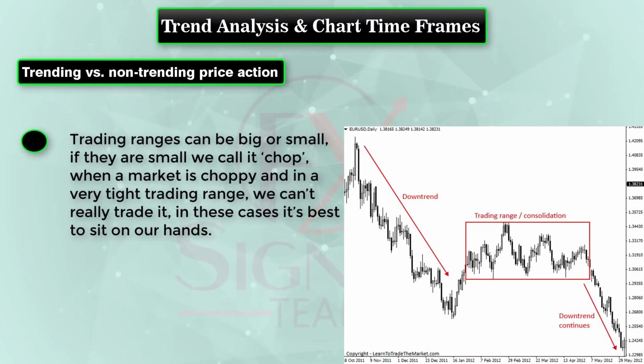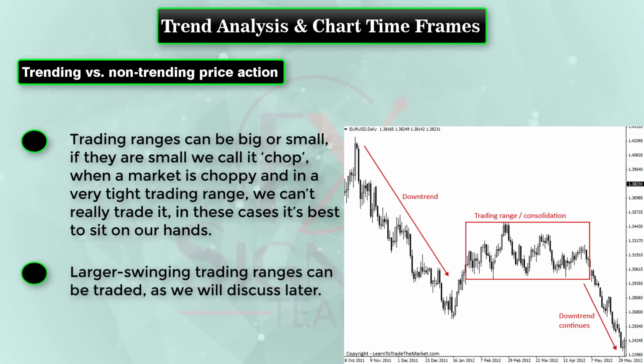Trading ranges can be big or small. If they are small, we call it chop. When a market is choppy and in a very tight trading range, we cannot really trade it. In these cases, it's best to sit on our hands. Larger swinging trading ranges can be traded, as we will discuss later.